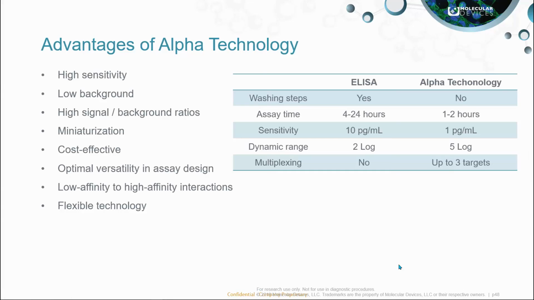As a summary, alpha technology has the following advantages: high sensitivity assay, low background, high signal to background ratio, able to miniaturize, a cost-effective assay, versatility, flexibility, and low affinity to high affinity interactions.